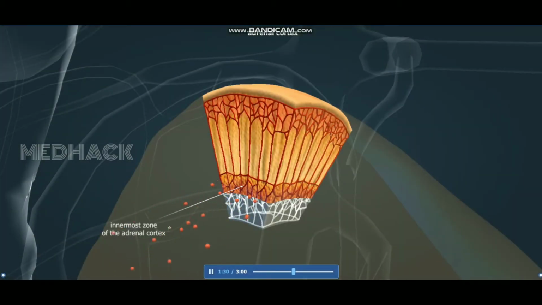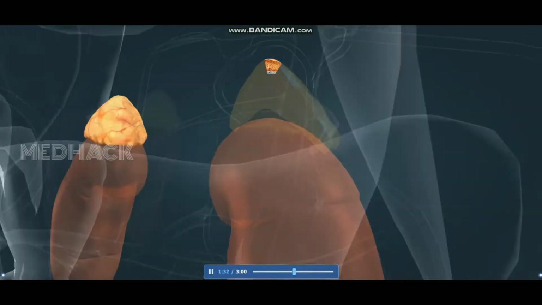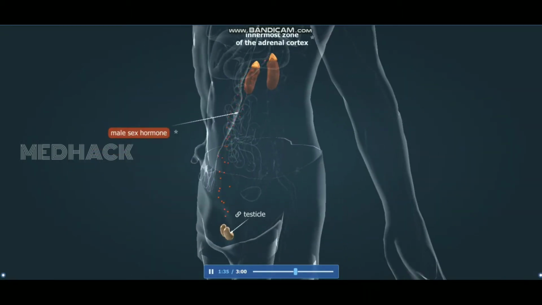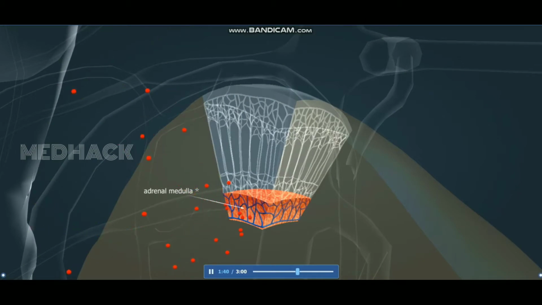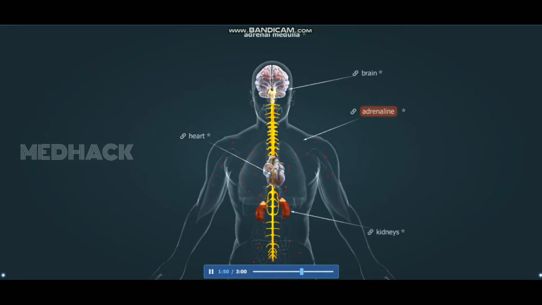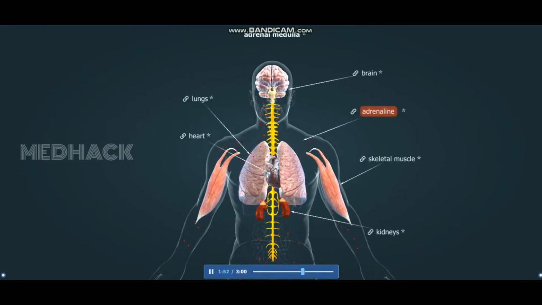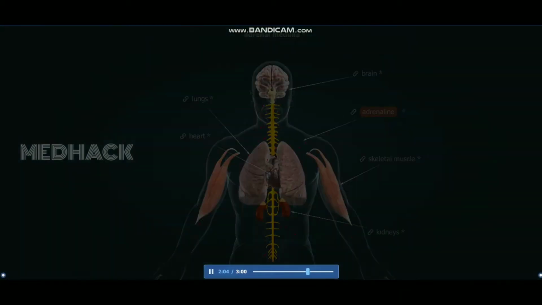The innermost zone of the adrenal cortex produces sex hormones, mainly male sex hormones in both sexes. The adrenal medulla is part of the sympathetic nervous system. The hormone-secreting cells of the adrenal medulla are neurons that have lost their axons and release hormones directly into the bloodstream. The most important hormone secreted by the adrenal medulla is adrenaline. This hormone stimulates the nervous system, boosts energy supplies, and raises blood glucose levels.